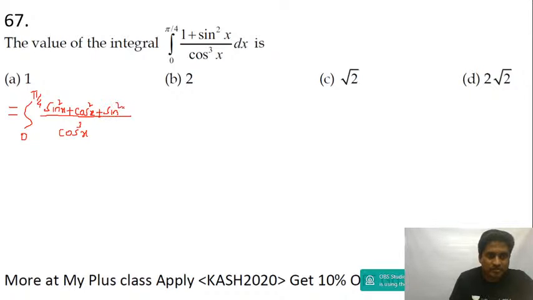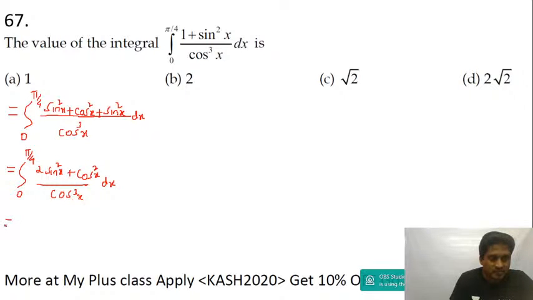These are the PYQs of COMEDK, level of difficulty obviously one step more than the CET. Since 1 I just wrote as sin square plus cos square, and then I'm writing sin square x dx. Integration 0 to pi by 4, this is 2 sin square x plus cos square x, and whole divided by cos cube x dx.